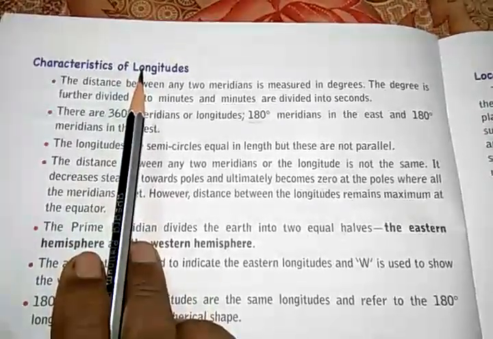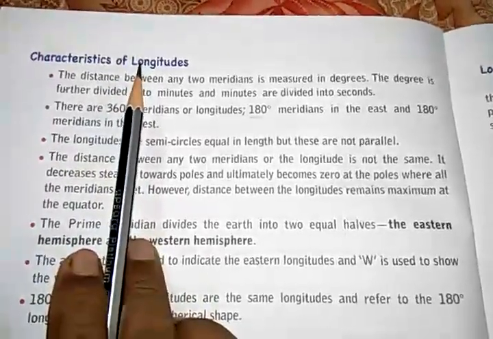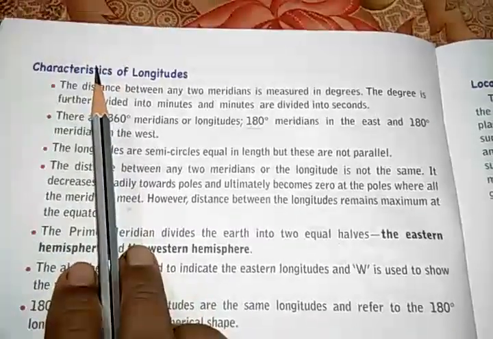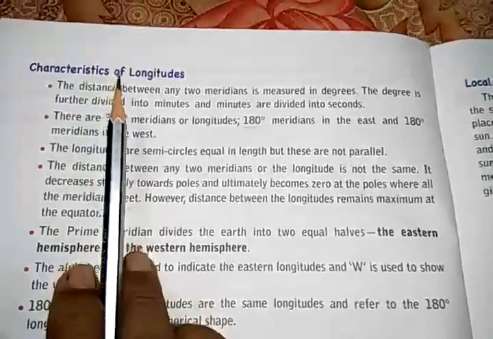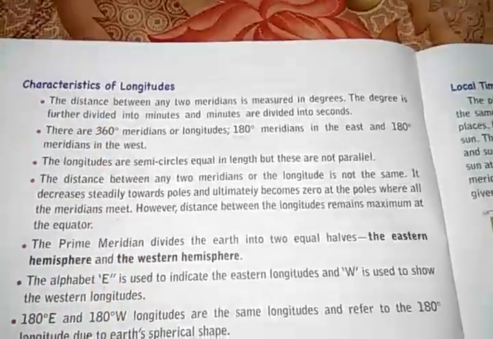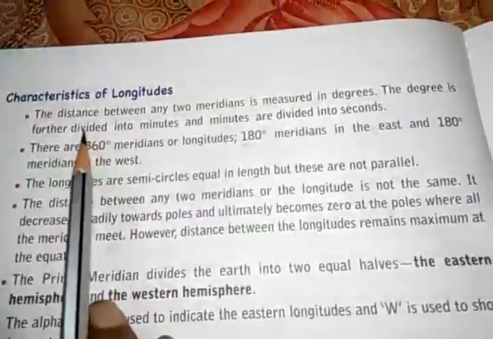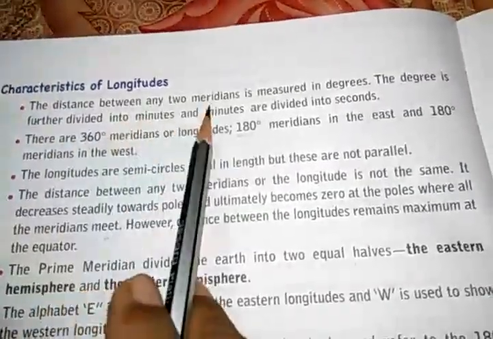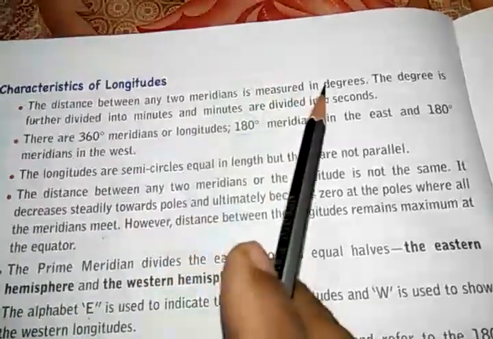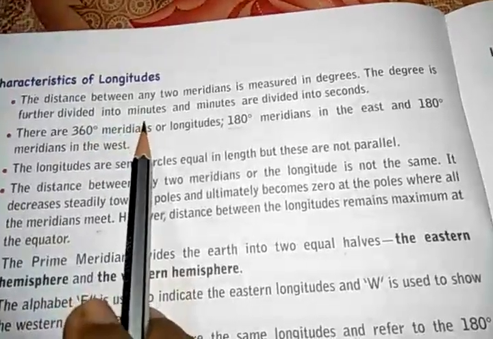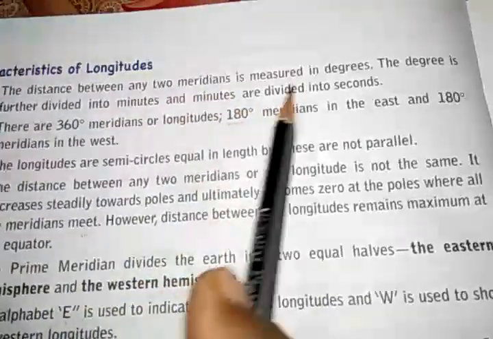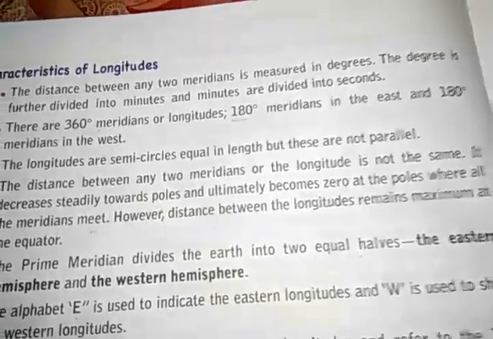180 meridians or longitudes are in the eastern hemisphere and 180 meridians or longitudes are in the western hemisphere. Okay, so these are some of the characteristic features. Now let's see what our book says. The distance between any two meridians is measured in degrees. The degree is further divided into minutes and minutes are divided into seconds.